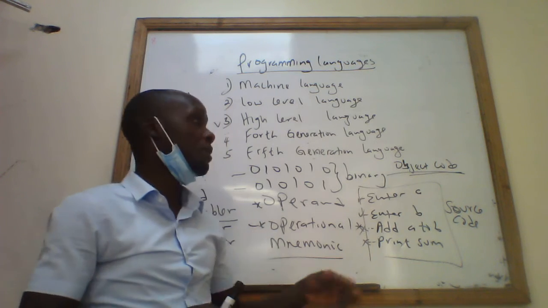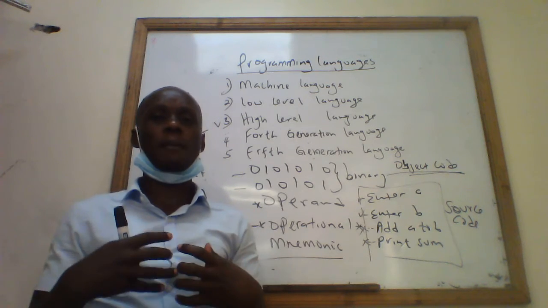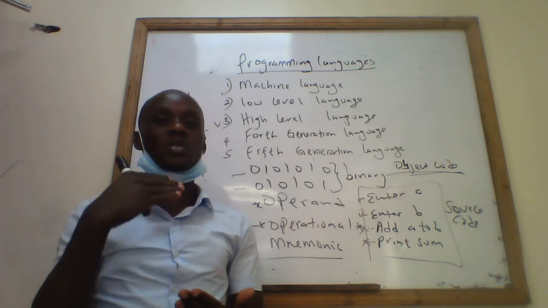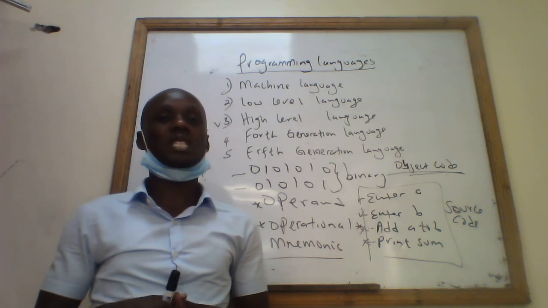So whoever comes up with fourth generation languages has to think of a database and think of an interface. Then the two must communicate, so they must be interconnected.